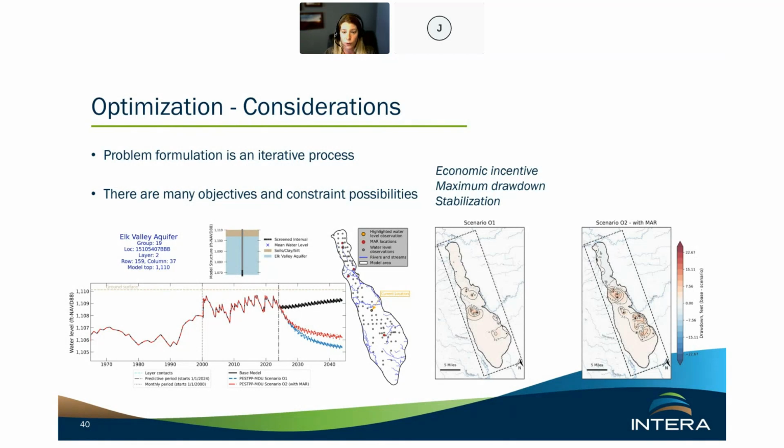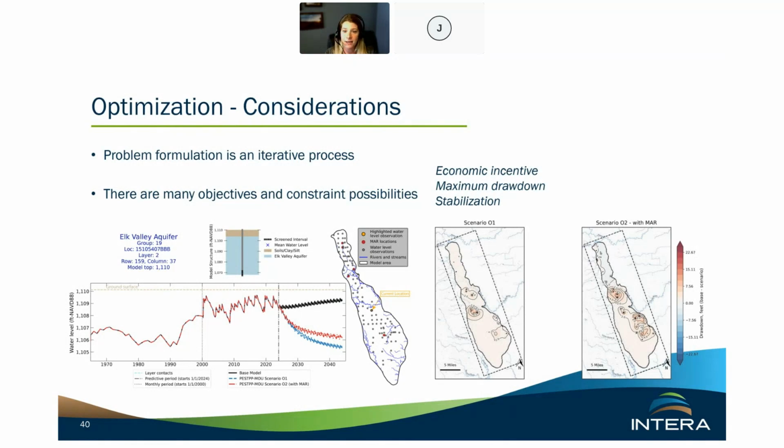I'm showing what we landed on with our optimization objectives and our constraints, but we went back and forth on this and tried many different combinations, with results that didn't really make sense, things that were too restrictive, et cetera. So it took a long time to end up where we did. And so problem formulation is really important, just like it is with calibration.